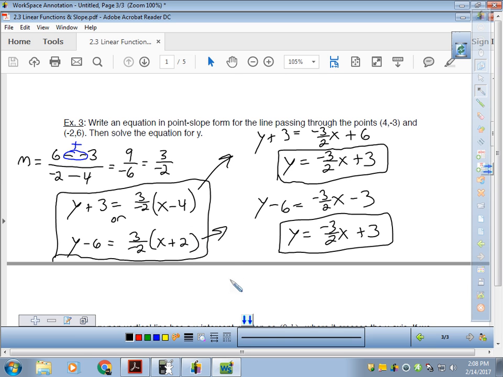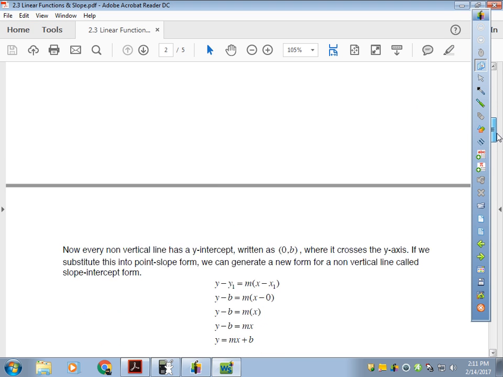Okay? So on your test, you don't have to write both of these. You just write one of them, and then you solve for y. Okay? But you can do either one. It's up to you which one you want to do. All right.